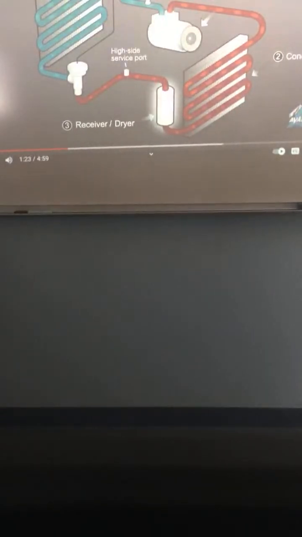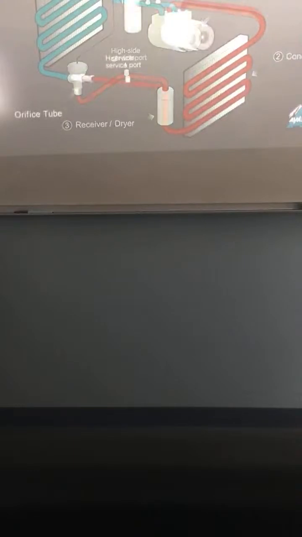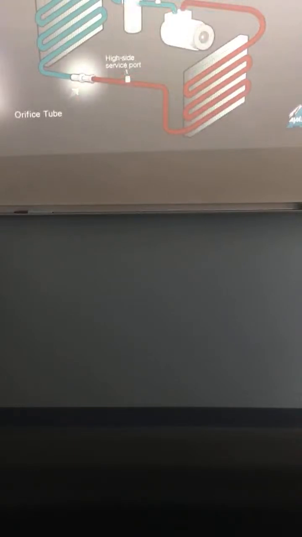The receiver dryer has a desiccant bag inside it to filter and absorb small amounts of moisture that may contaminate the refrigerant. On the AC system using an orifice tube, the receiver dryer is replaced with an accumulator, which is located between the evaporator and the compressor.